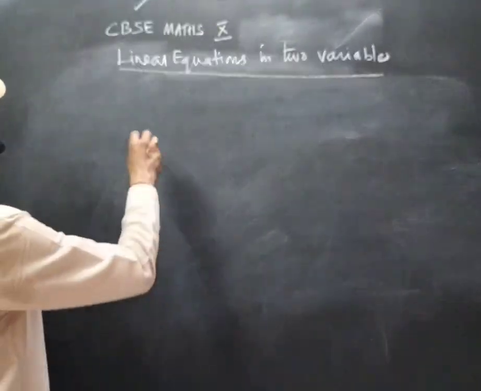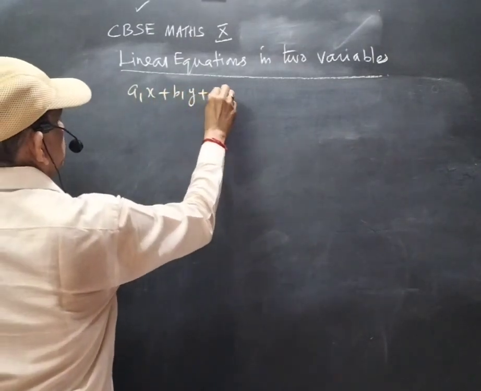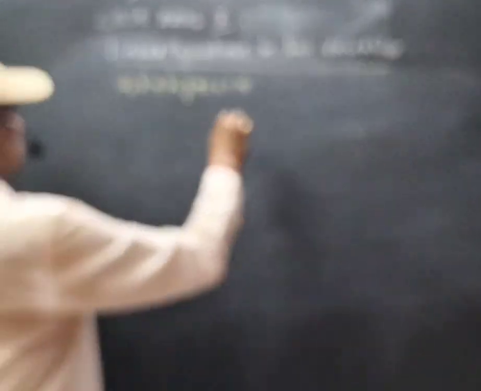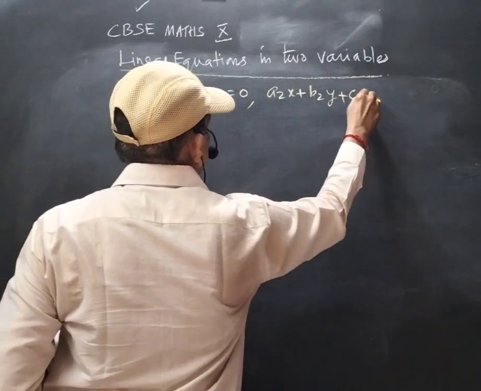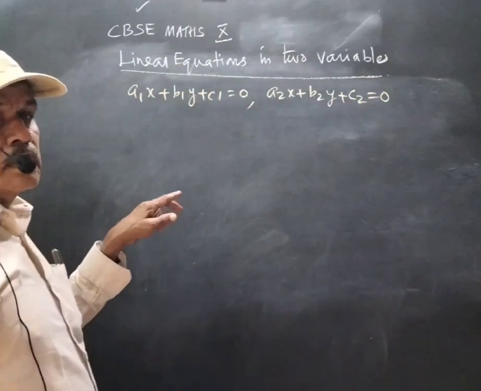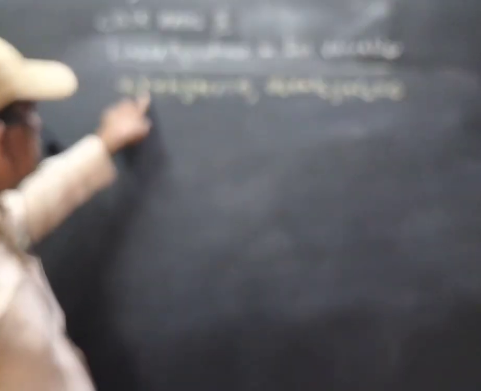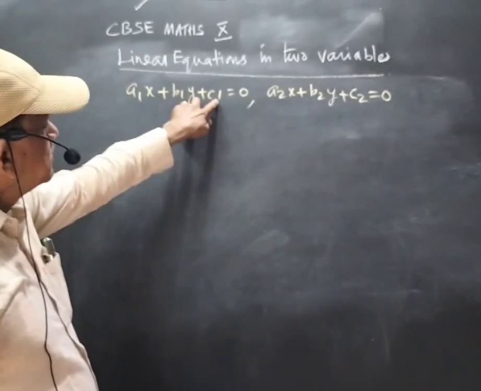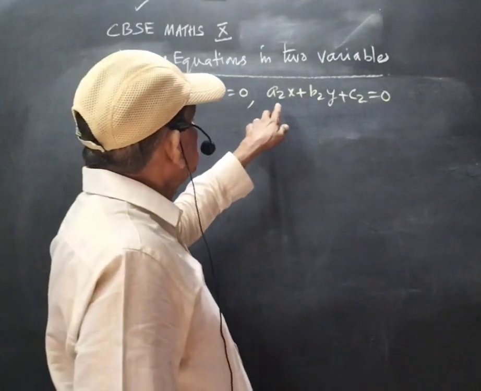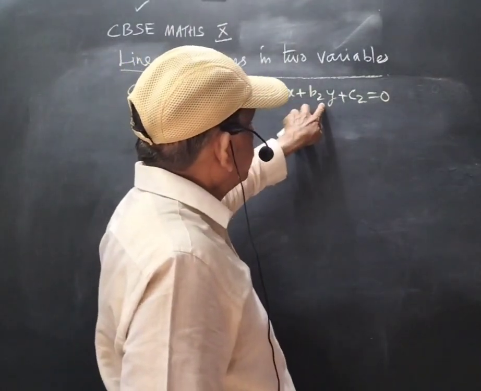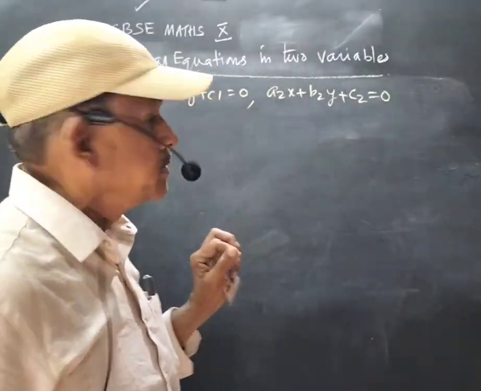According to the topic, a1x plus b1y plus c1 equal to 0. The next one is a2x plus b2y plus c2 equal to 0. These are the two linear equations in two variables x and y. The coefficient of x, coefficient of y and the constant are respectively a1, b1, c1 in the first equation, and the coefficient of x, coefficient of y, constant term are a2, b2, c2 in the second equation respectively.